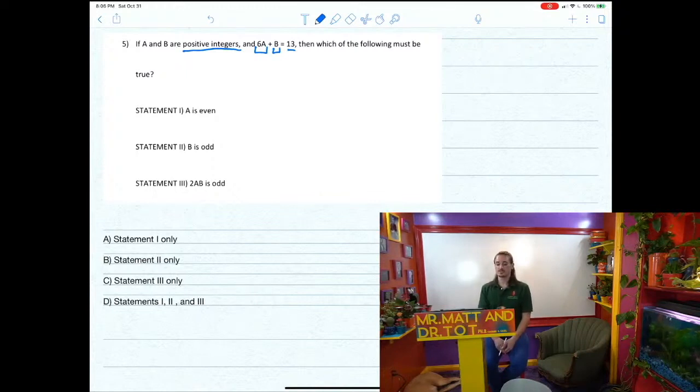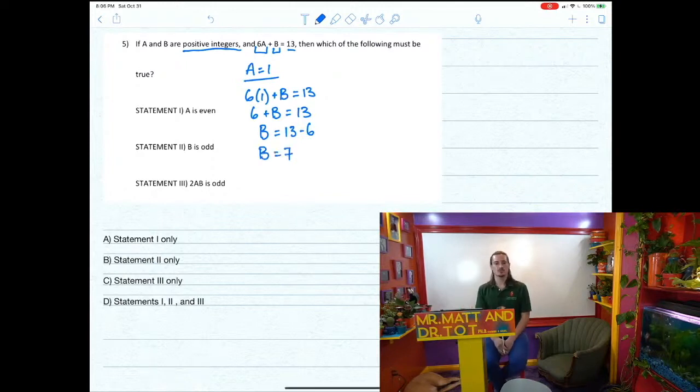So using substitution, we could maybe start systematically with the smallest positive integer, which would be 1. So let's say that A is equal to 1. If A is equal to 1, then we would get 6 times 1 plus B is equal to 13. So 6 plus B is equal to 13. So B would have to be equal to 13 minus 6, which is 7.